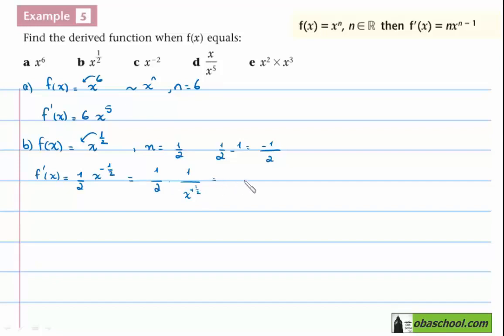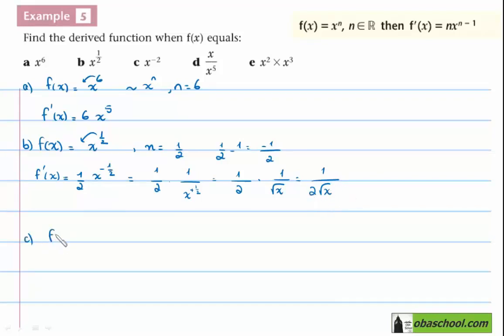We already know that x to the power half is the same as the square root of x. Therefore, f prime of x is equal to 1 over 2 multiplied by the square root of x.